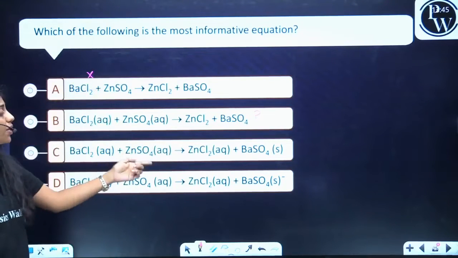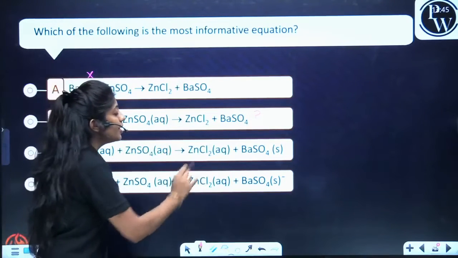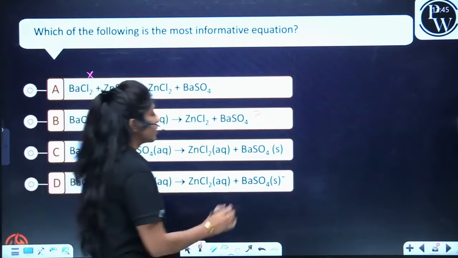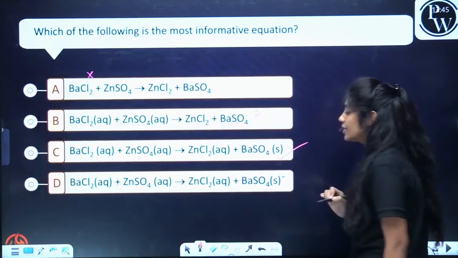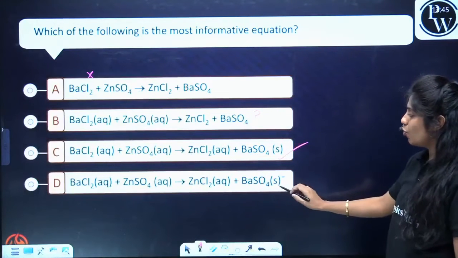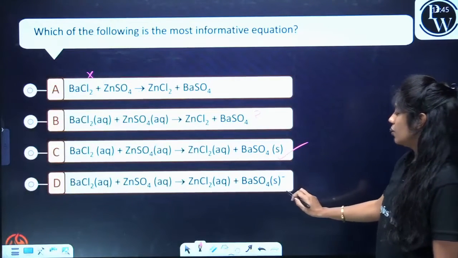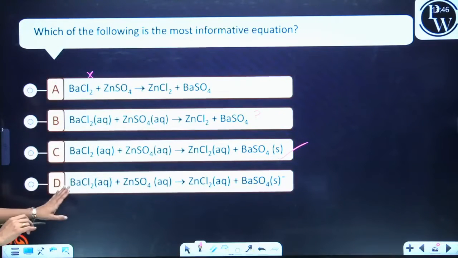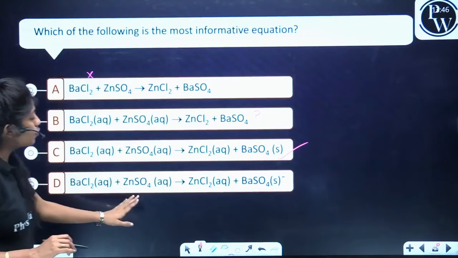Next we have BaCl2 aqueous reacts with ZnSO4, zinc sulfate aqueous, gives you ZnCl2 aqueous and BaSO4 solid. That is correct. In the fourth case, it is given. What is the difference between these two? So BaCl2 aqueous, ZnSO4 aqueous.